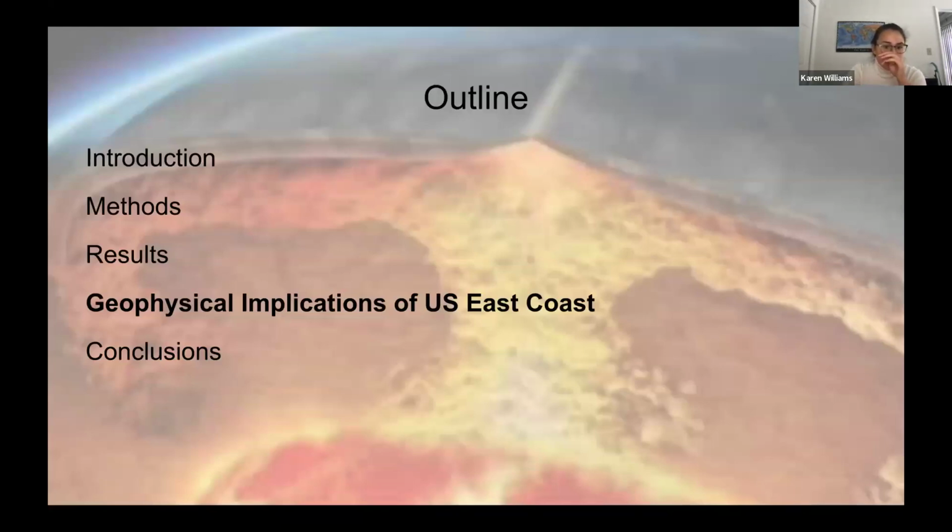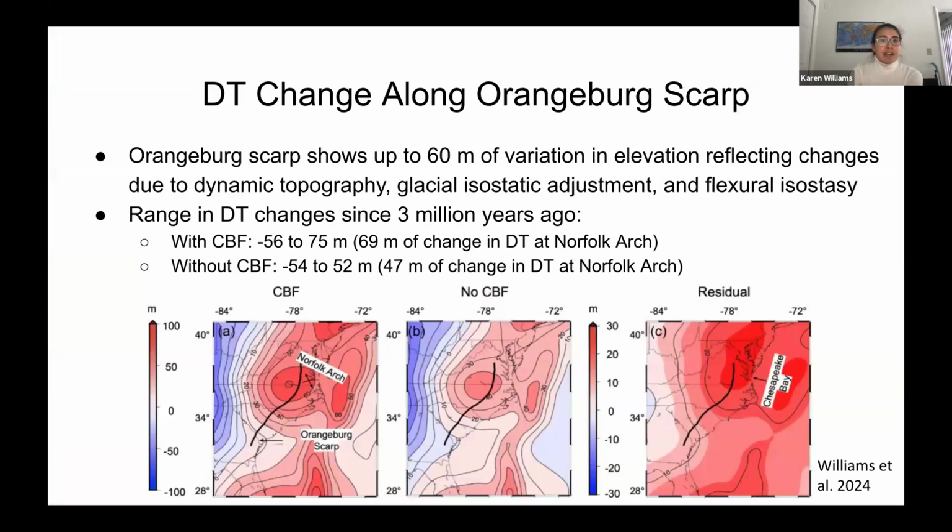So I'll discuss a couple of the geophysical implications that we investigated. One, we investigated how dynamic topography predictions with and without CBF can affect the interpretation of the Orangeburg Scarp. The Orangeburg Scarp shown here would have been horizontal at the time of formation, but it now shows up to 60 meters of variations in elevation. And this warping is thought to reflect post-mid-Pliocene elevation changes due to dynamic topography, glacial isostatic adjustment, as well as contributions from flexural isostasy due to sediment loading and erosional unloading.